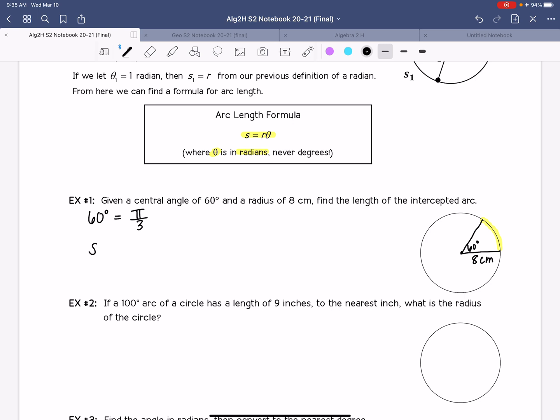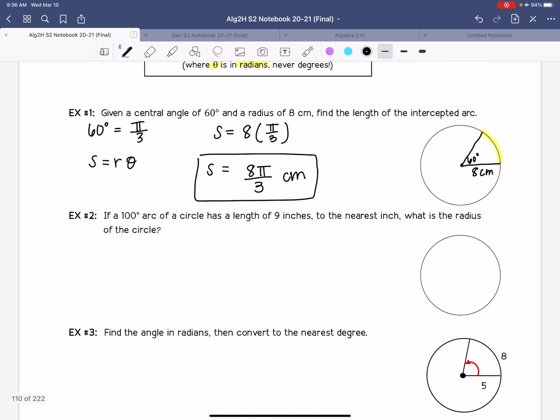We're going to use the formula S equals R theta. So we get S equals, my radius is 8, my theta is pi over 3, and then we multiply this together. We get S equals 8 pi over 3 centimeters. And we're going to leave it just like that in terms of pi.